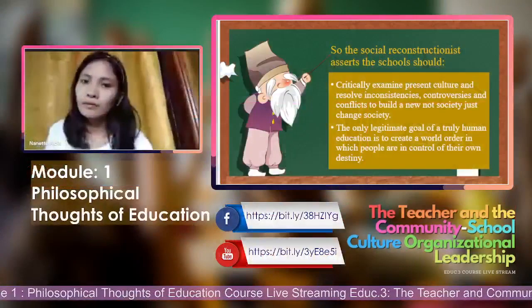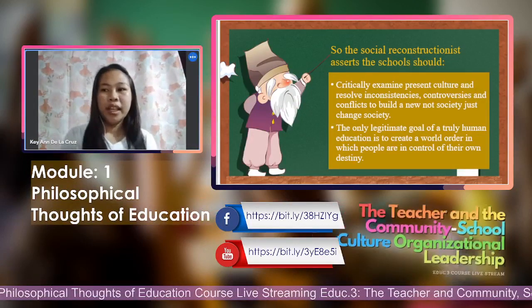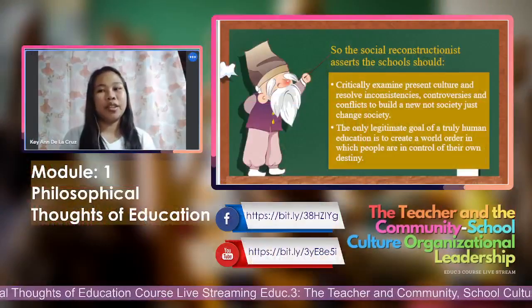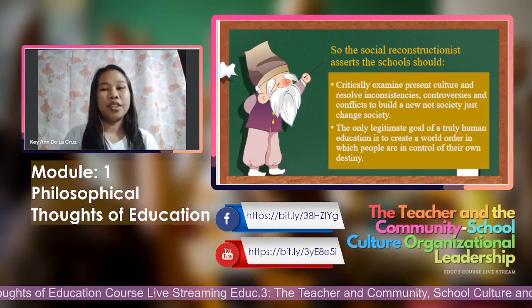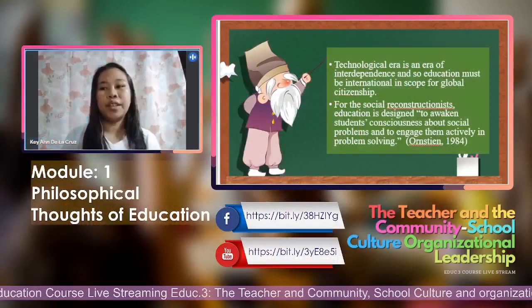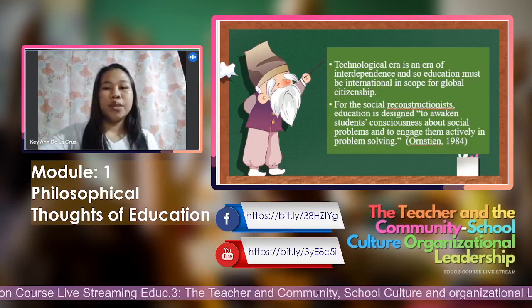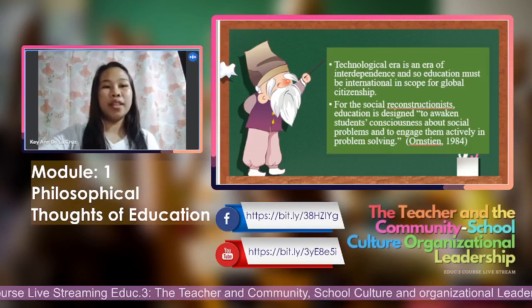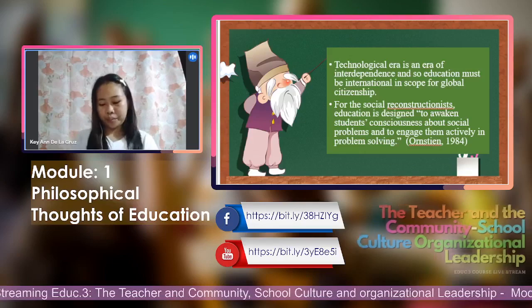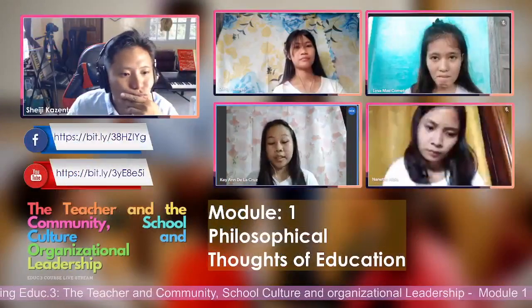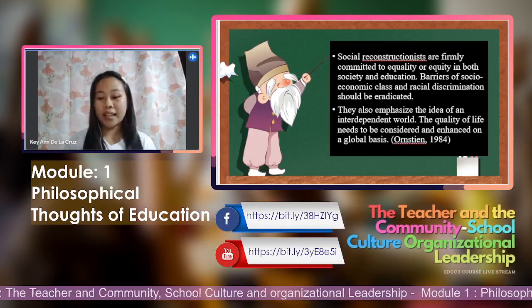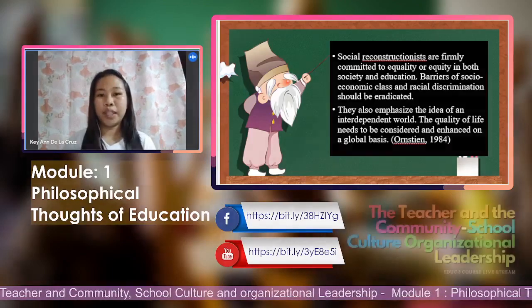Alright, so let's proceed, ma'am. The only legitimate goal of true human education is to create a world order in which people are in control of their own destiny. In an era of nuclear weapons, the social reconstructionists see an urgent need for society to reconstruct itself before it destroys itself. Technological era is an era of interdependence, and so education must be international in scope for global citizenship. For the social reconstructionist, education is designed to awaken students' consciousness about social problems and to engage them actively in problem solving. Social reconstructionism helps the students to engage themselves in developing and helping society in problem solving. Kasi as a student, kailangan bukas ang ating kaisipan at makialam tayo sa mga nangyayari sa ating lipunan kasi parte tayo nito.